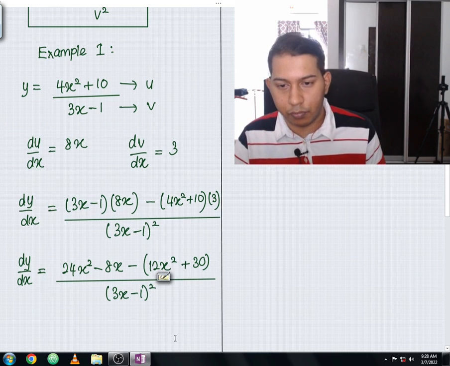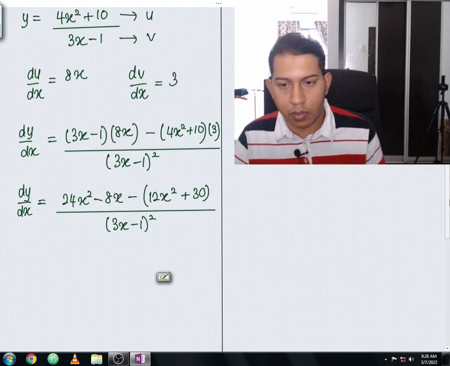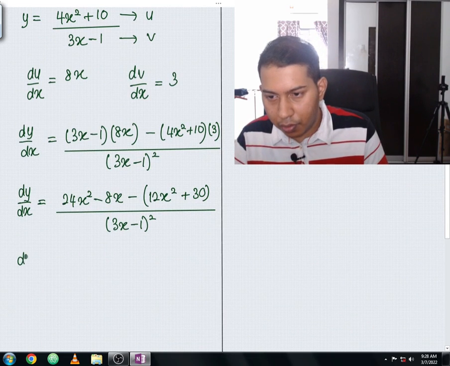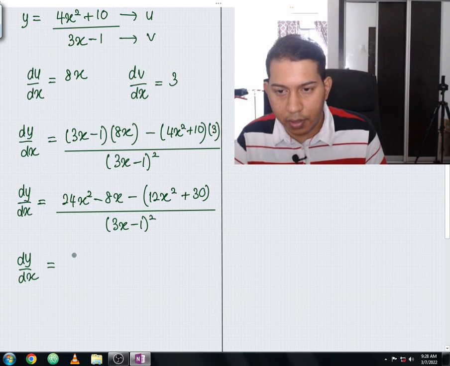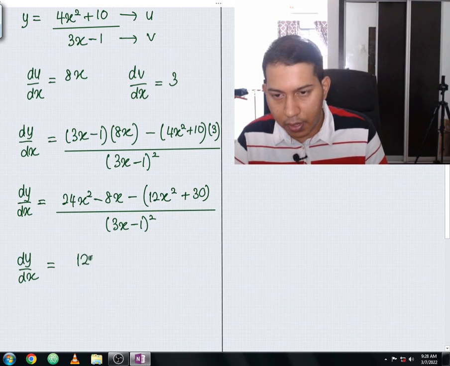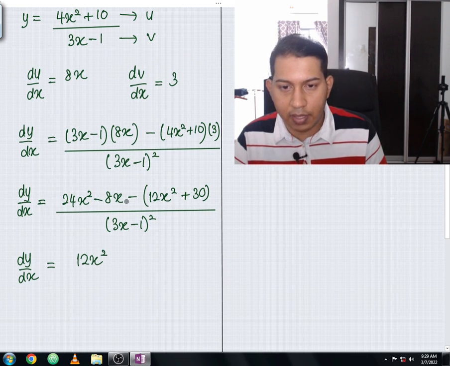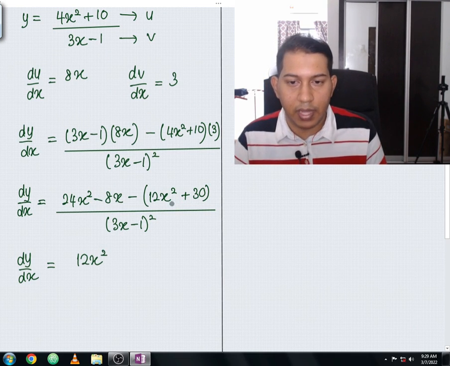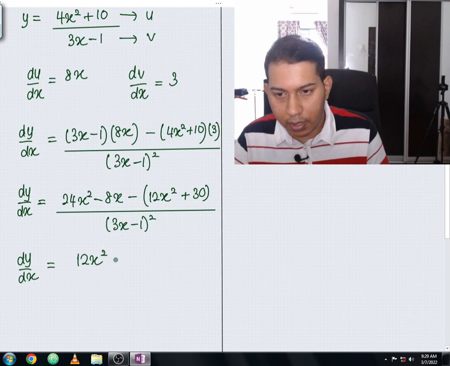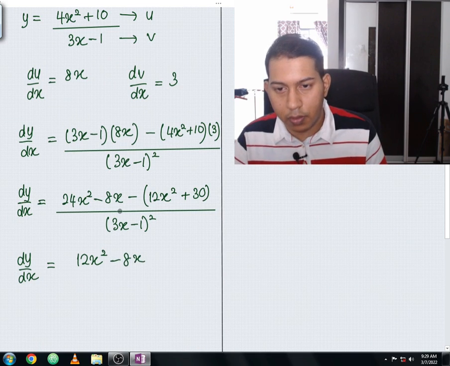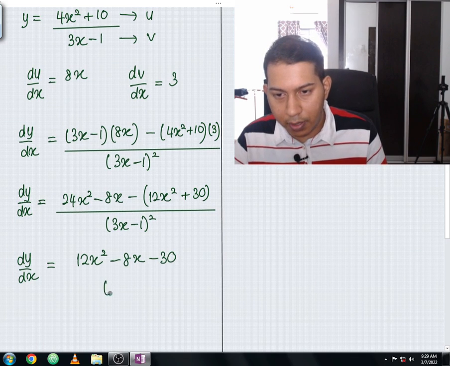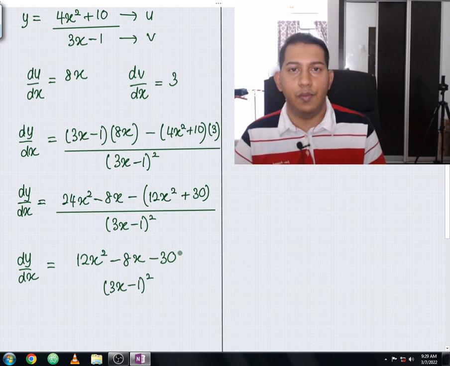So from here you solve this, you should get your differentiation. So 24x square minus 12x square, so from here you get 12x square, negative 8x minus, okay, there's no x term, so you can just leave your answer in negative 8x, so minus 30, and then you divide with 3x minus 1 square. So this is your final answer guys.